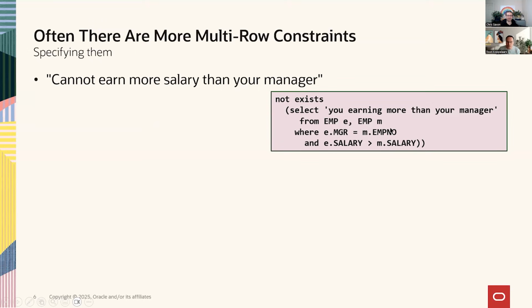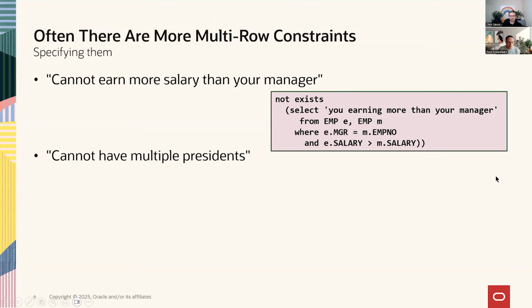So E is the employee, because I'm using that foreign key to join to the manager, to the primary key of the manager. And then again, a not exists on top of it, and I have specified in a generic way this business rule, this multi-row constraint.